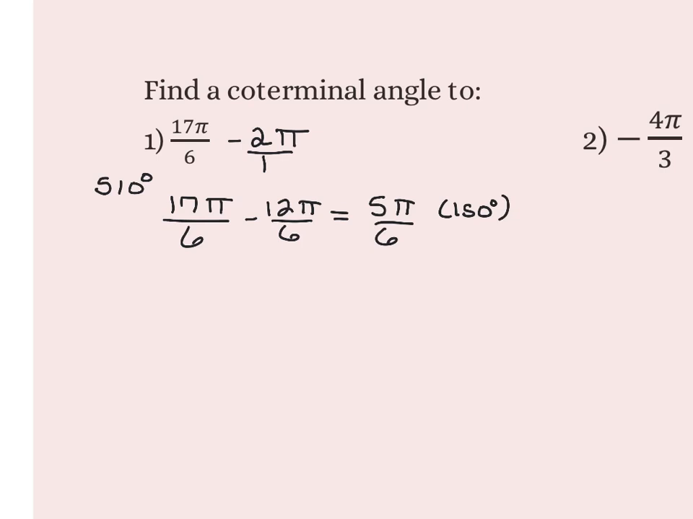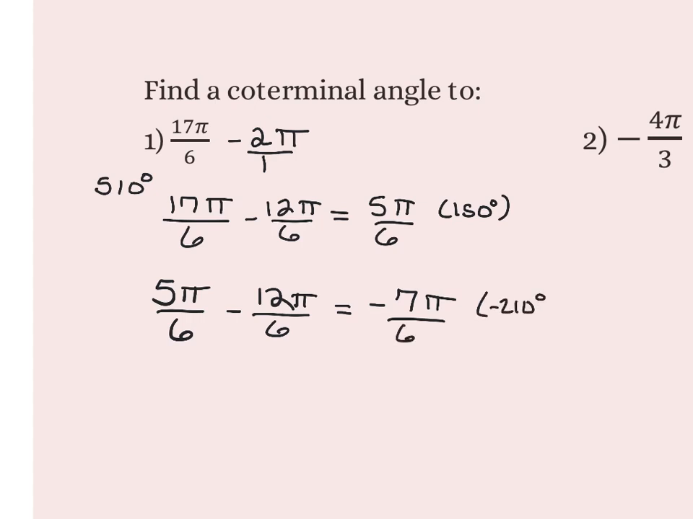So if it asks you for a negative coterminal angle, just like before, we would still have to subtract 360 one more time. So let's go ahead and do that. I'm going to take the 5 pi over 6, subtract 2 pi. Now remember, we already found the common denominator. So instead of putting minus 2 pi, I'm just going to put 12 pi over 6. And my negative coterminal angle would be negative 7 pi over 6, which is equivalent in degrees to negative 210.